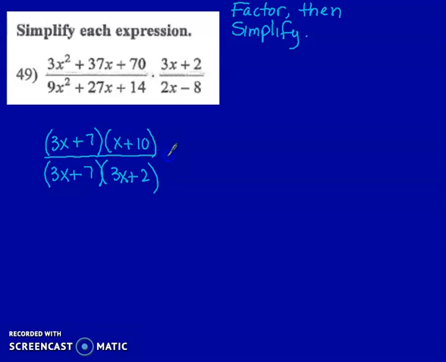The next factor over here, this fraction, doesn't look like the numerator can be factored at all, but I'll just put parentheses around that for clarity. And then in the denominator, it does look like we can factor a 2, leaving an x minus 4.